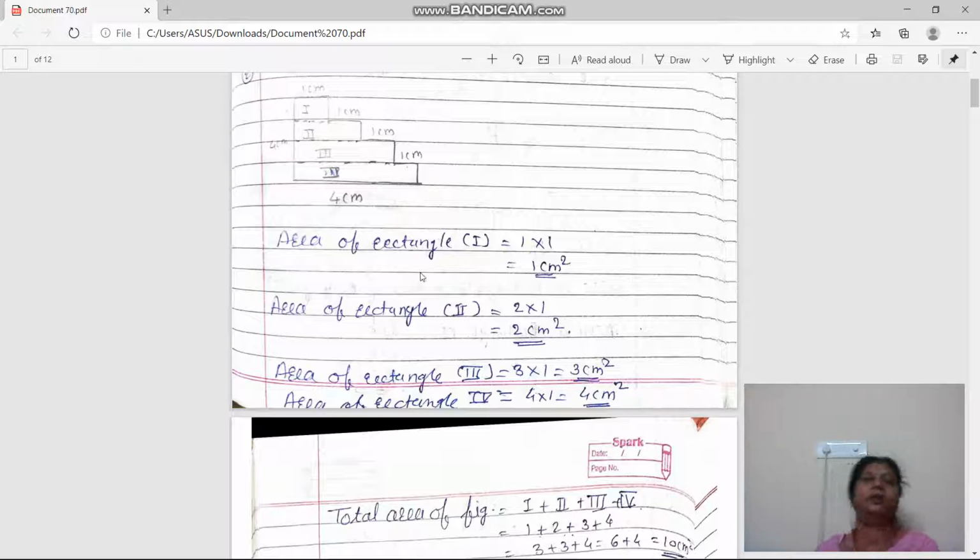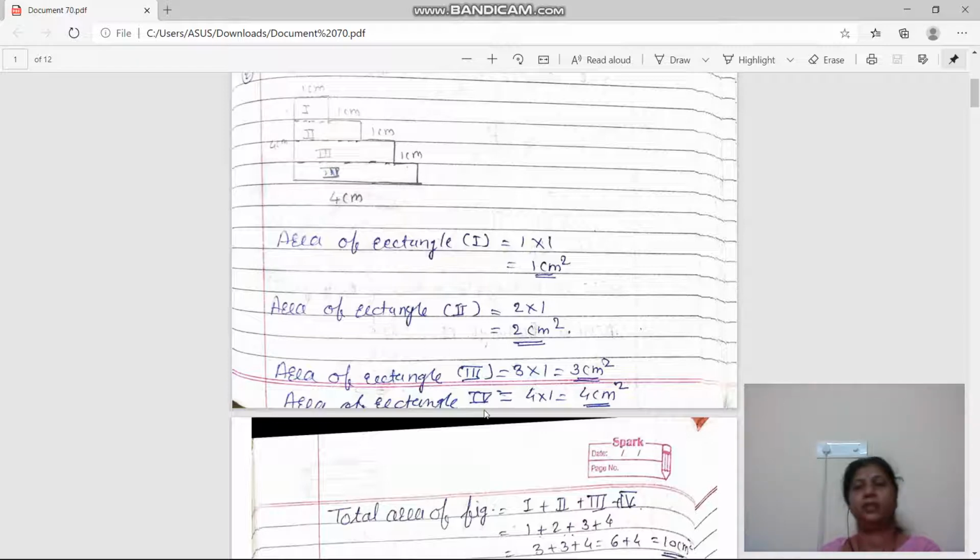Get it? Then area of 4th rectangle. So see this length. This starts from this one up to last. So opposite sides are equal. So it is 4 centimeter. So it is also 4 centimeter and this side is 1 centimeter. Why? Because this total is 4. Okay, so 1, 2, 3 and remaining this one is 4, that is 1 centimeter.